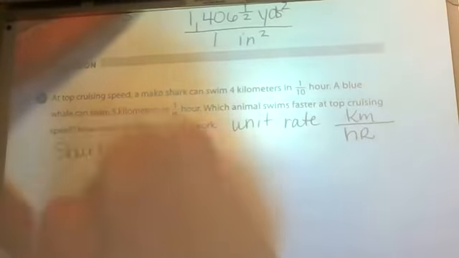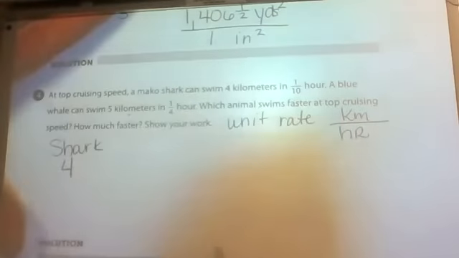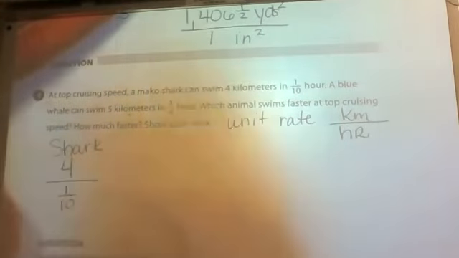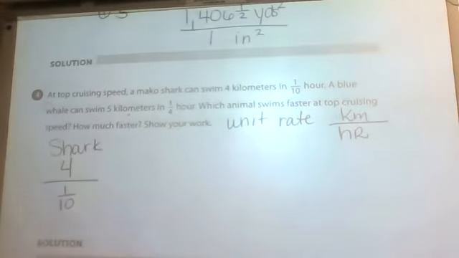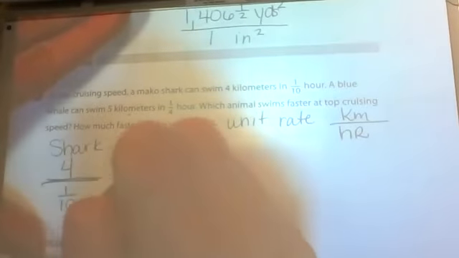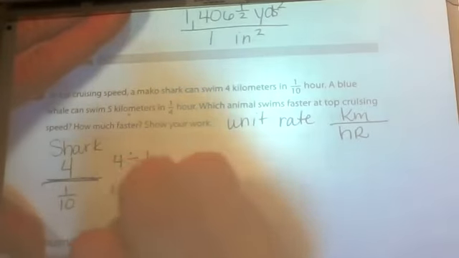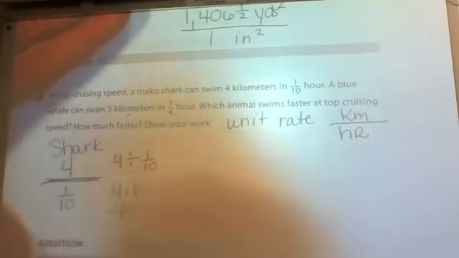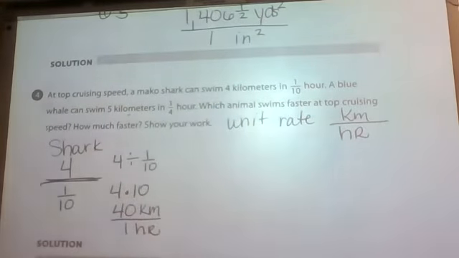So let's start with the shark. What we know is that the mako shark swims 4 kilometers in 1/10 of an hour. So there's our complex fraction. To get the unit rate, all we do is divide. So it's 4 divided by 1/10. Keep, change, flip, and here it is: 40 kilometers in 1 hour. So there's our shark.